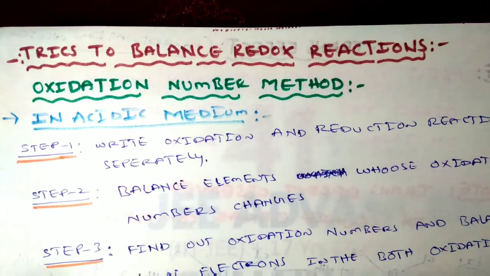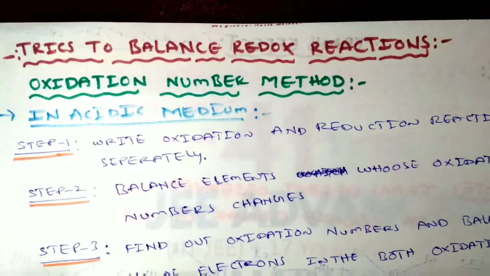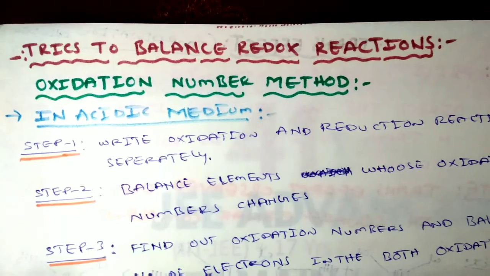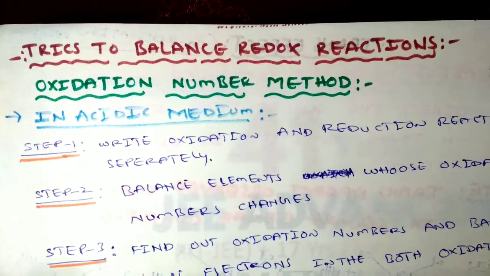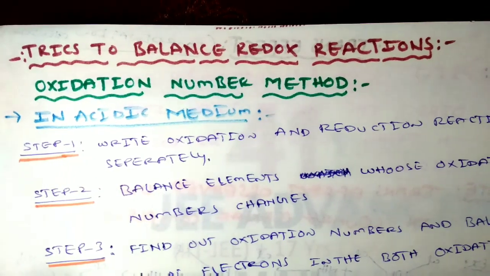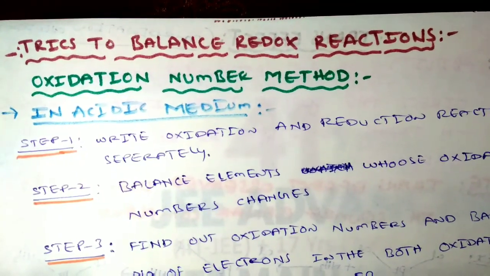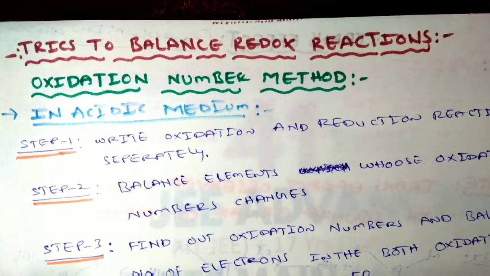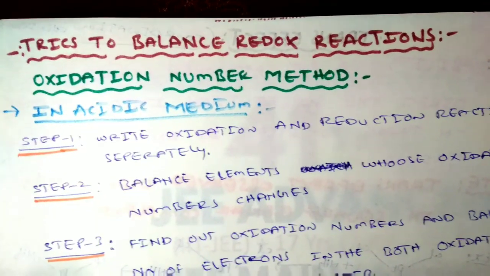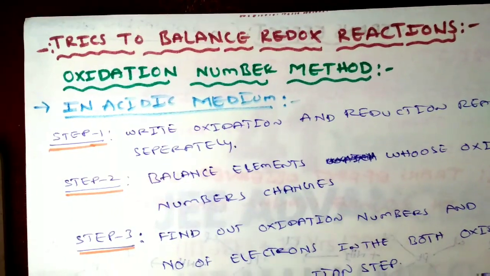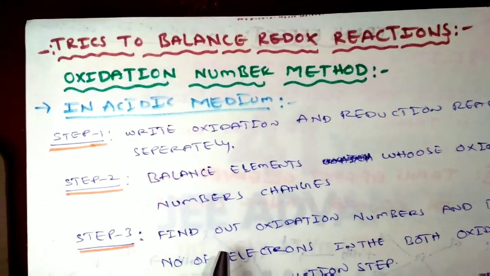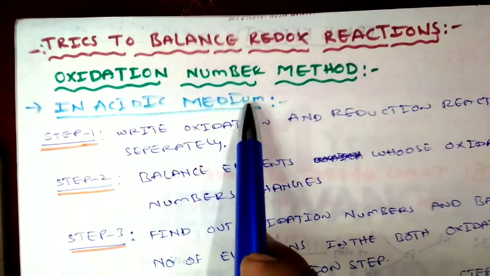Hi students, in this video I would like to discuss how to balance redox reactions. There are various methods to balance redox reactions. One of the important methods is the oxidation number method. Our redox reaction can take place either in acidic medium or basic medium. Let us see some rules or tricks to balance redox reactions in acidic medium.